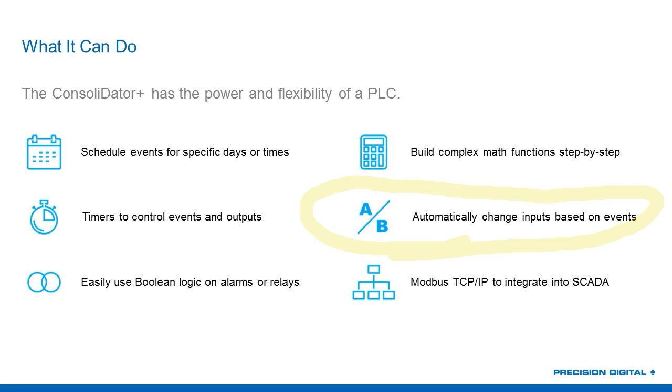But let's say a wire gets cut, or for whatever reason that primary sensor goes down. Well, I can program the ConsoliDator Plus so that it automatically switches over to that backup sensor. And then when the primary sensor comes back online, it will automatically switch back to your primary sensor. And so basically what that means is no matter what happens, you can still have complete level control, and you don't have to worry about physically switching anything or moving wires. So it's a really, really powerful function that has actually been used in lift stations quite a bit.